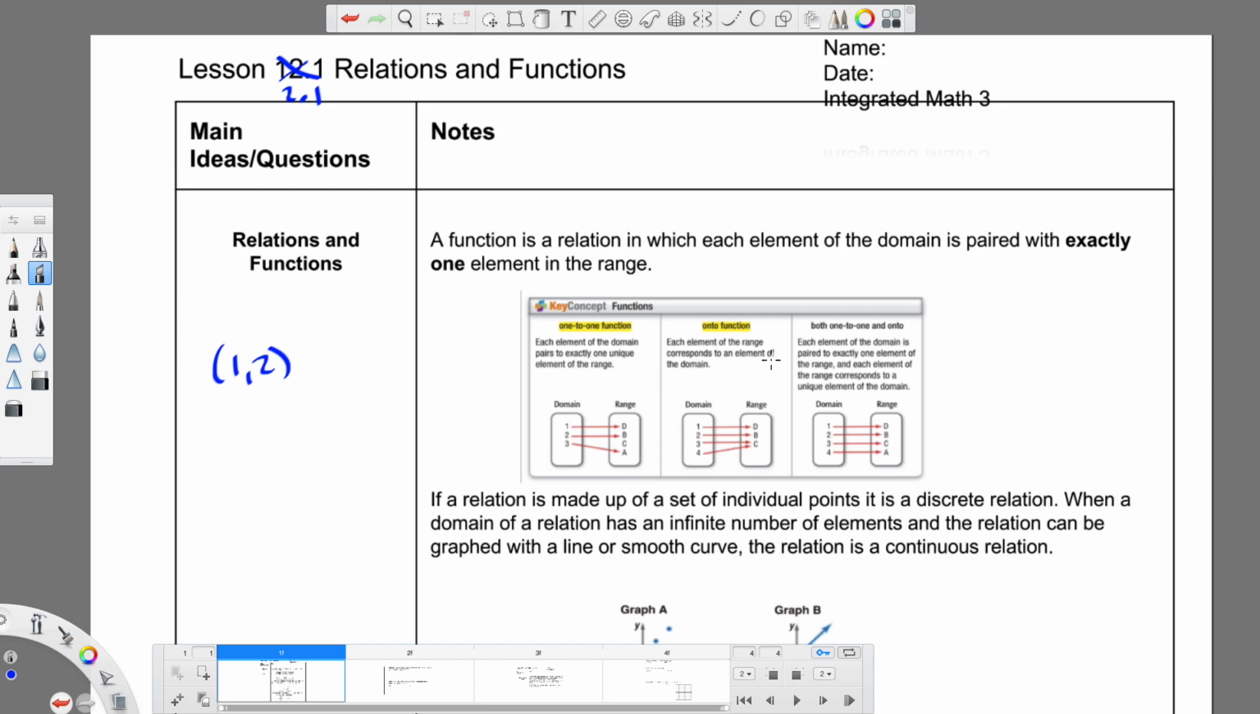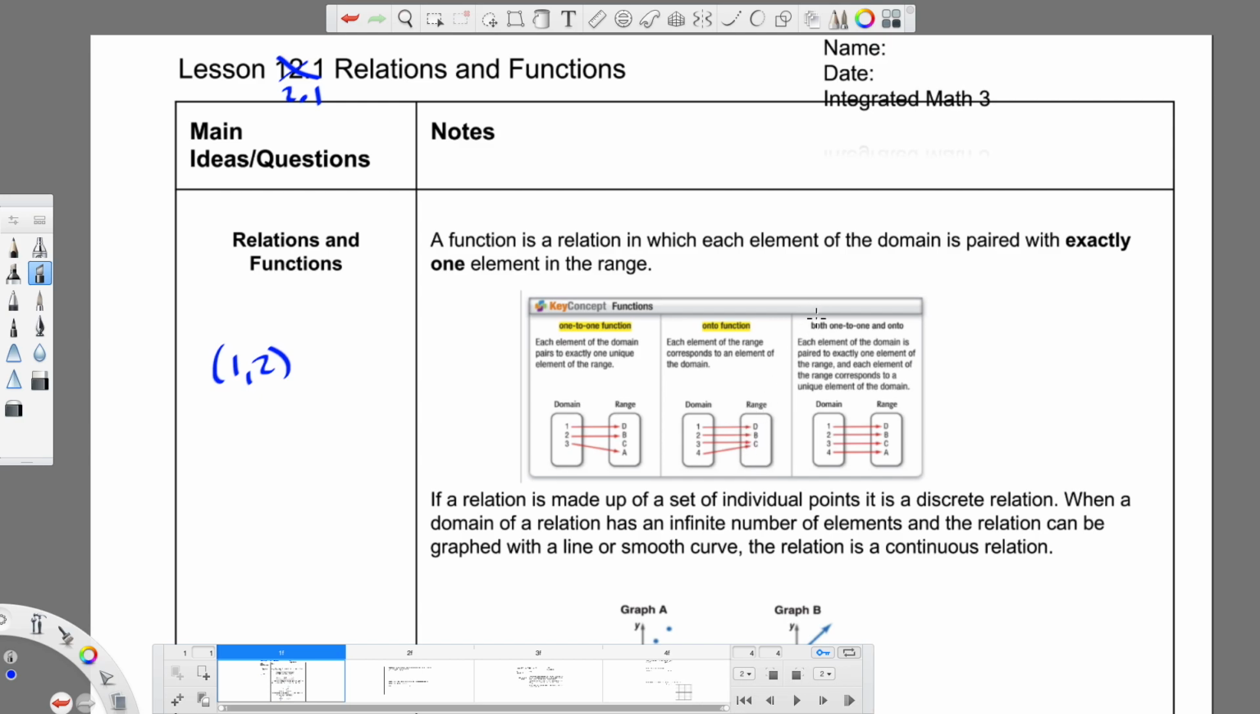An onto function, so this is just another type of function. So this was 1 to 1, and then we have onto function, which means that each element of the range corresponds to an element of the domain, which means that sometimes the range is repeated.